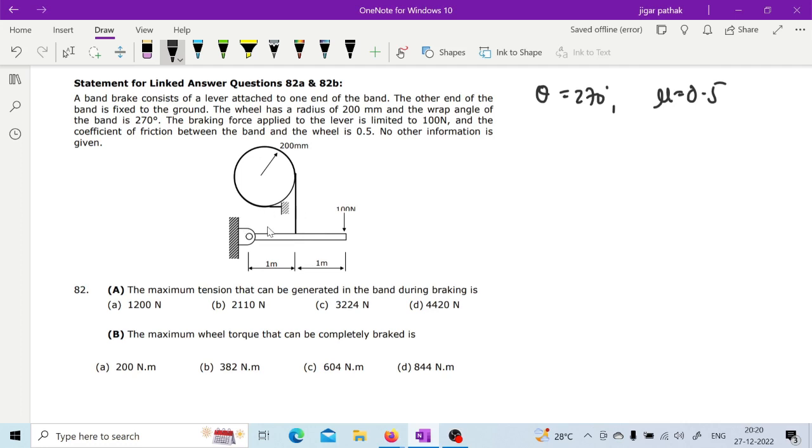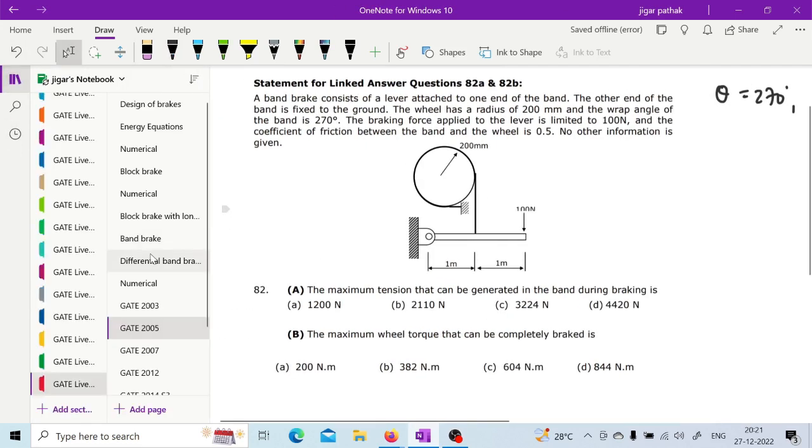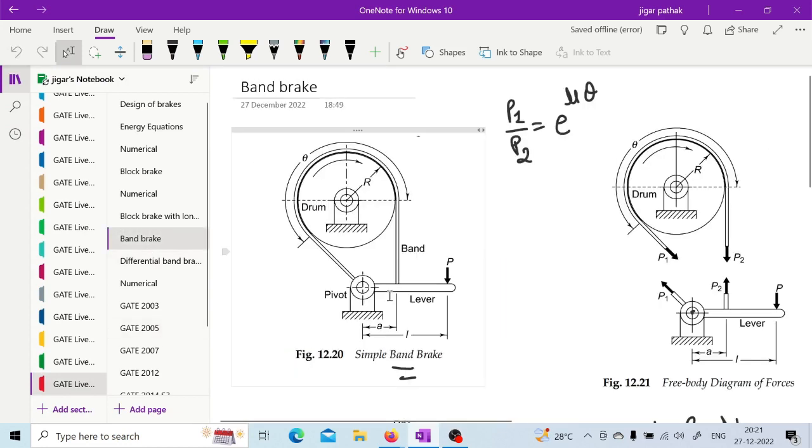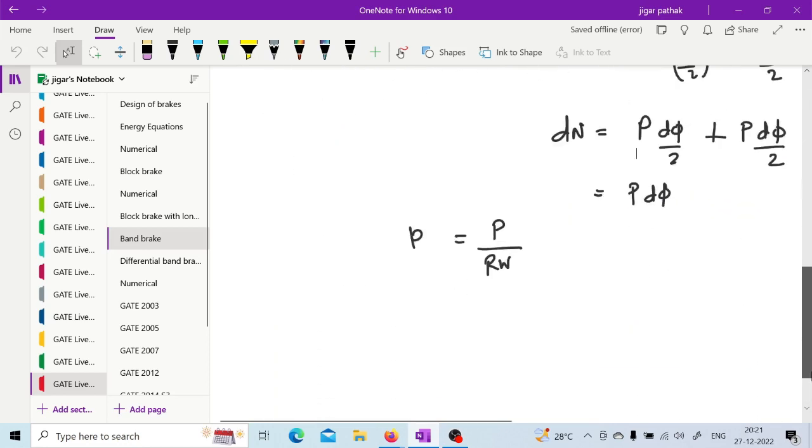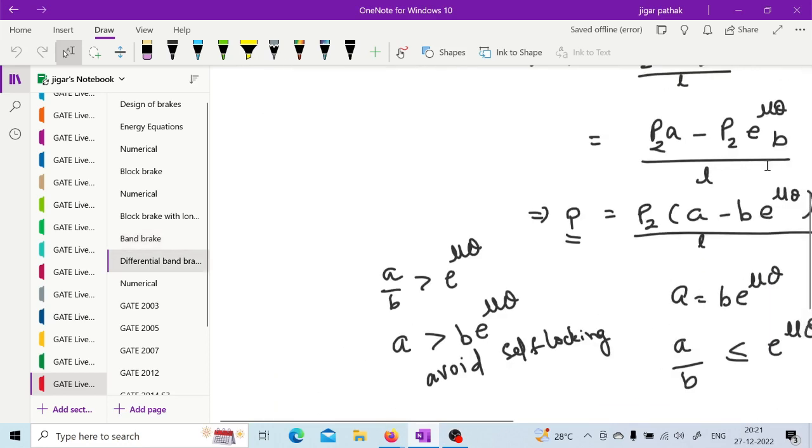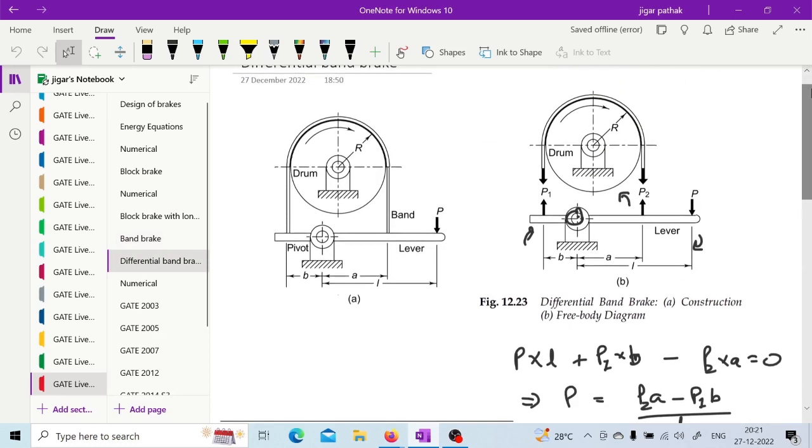Sir, question: in the equation of self locking, what is A and which side to take as B? So in self locking, actually, this particular distance and this differential band brake, yeah.